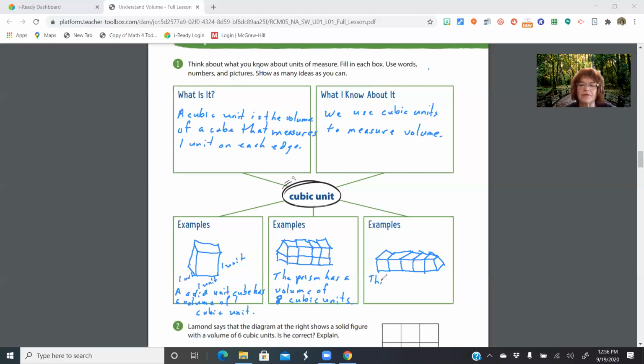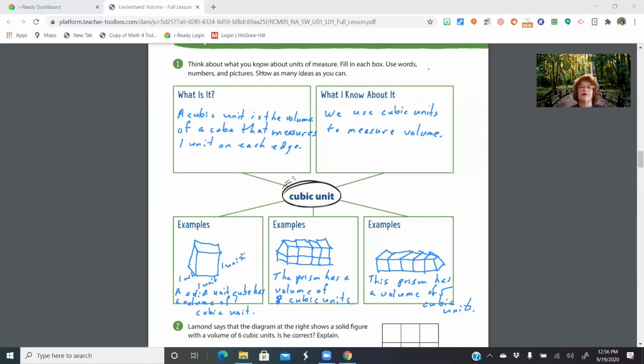So this prism has a volume of 5 cubic units. All right, I'm sorry about my art. I know that looks pretty bad, but you can see we have 1, 2, 3, 4, 5, 6, 7, 8 cubic units. And this is a cubic unit. This one we have 1, 2, 3, 4, 5 of the cubic units.